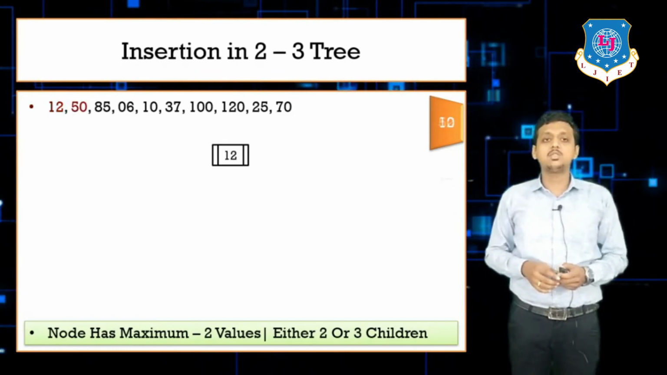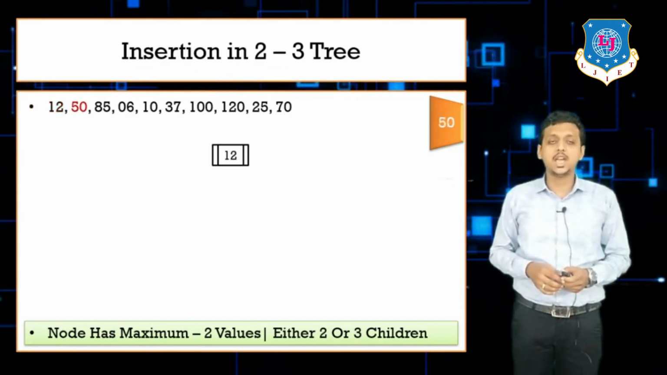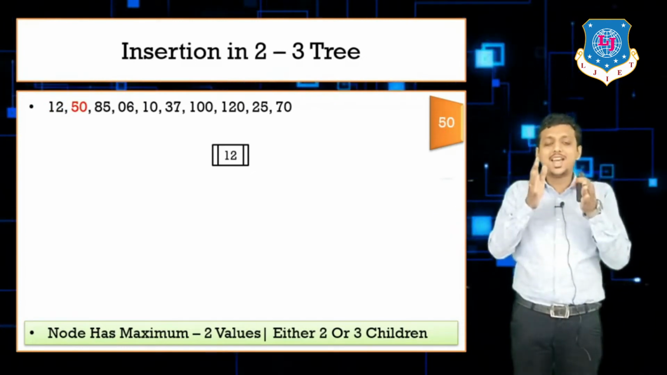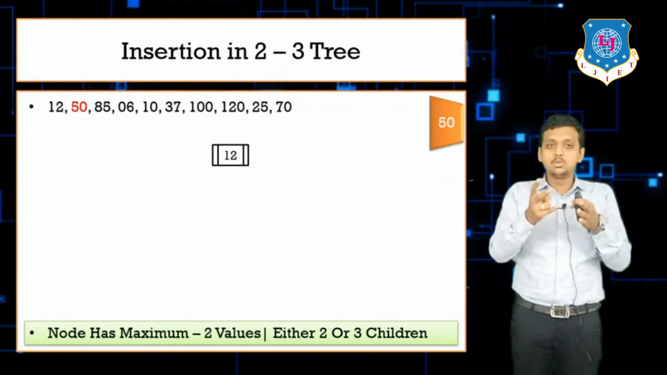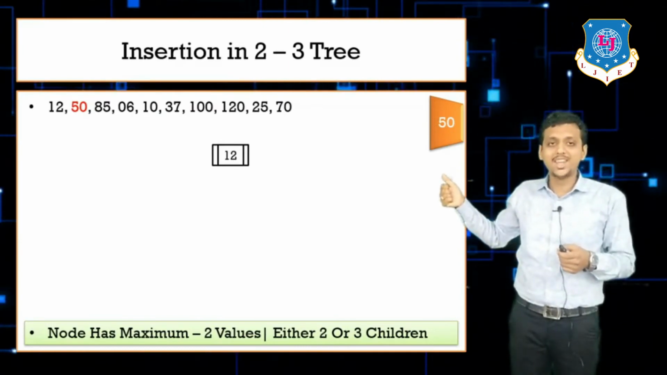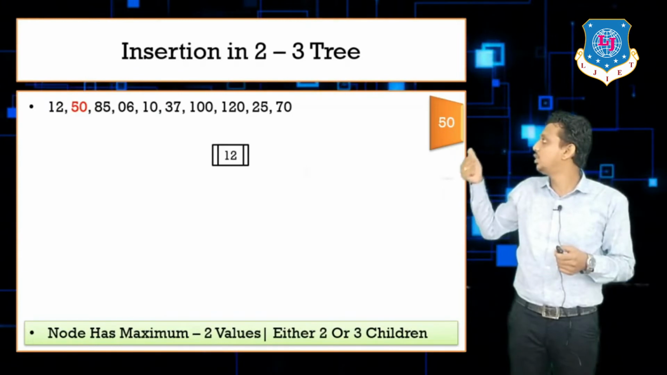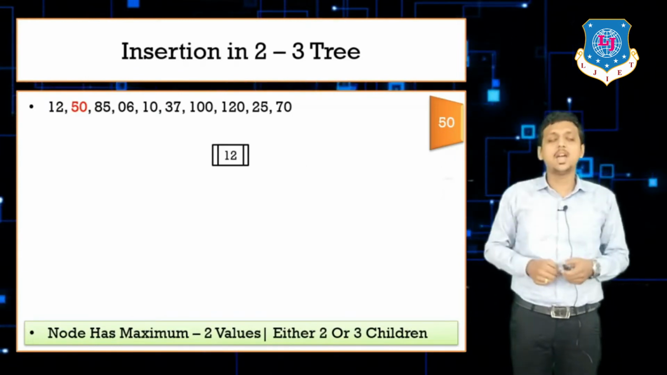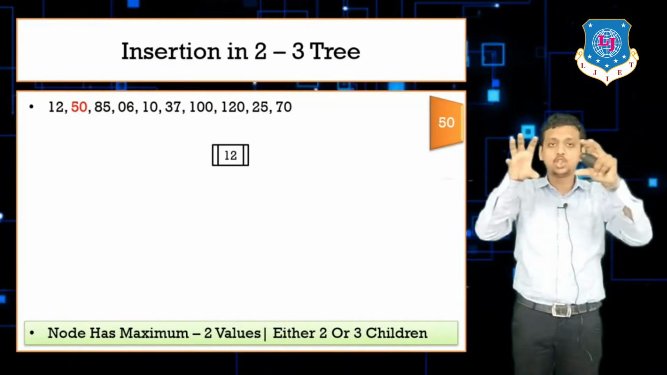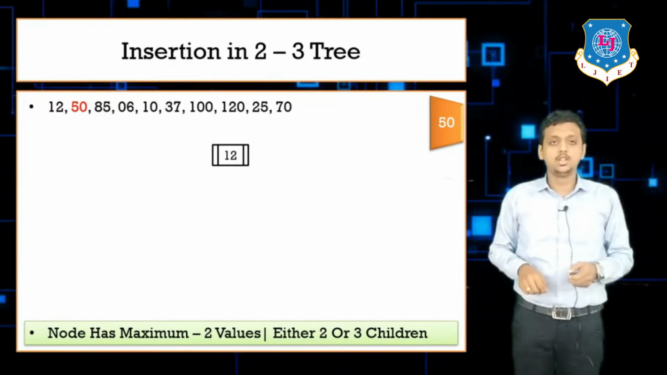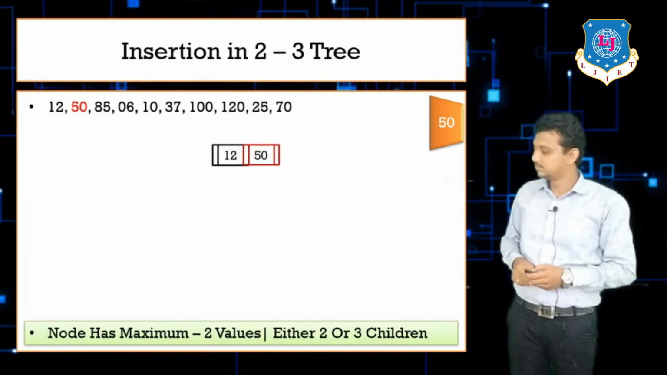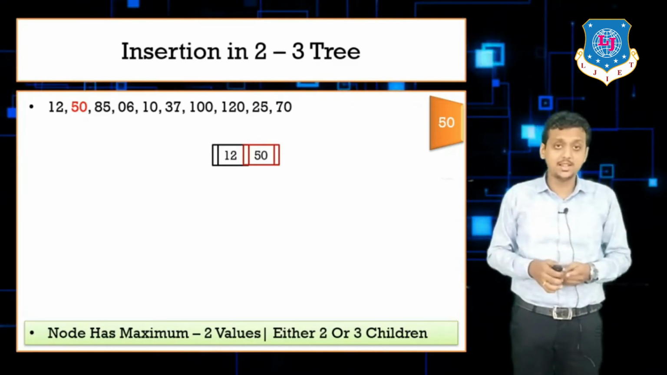Now next we have 50. In one node, students, I can insert a maximum of 2 values. Here I still have one space left on the root node, so I can easily insert the value 50. That's why I am going to insert 50 on the right side of 12, in the same node. So now 50 is inserted on the right side of 12.